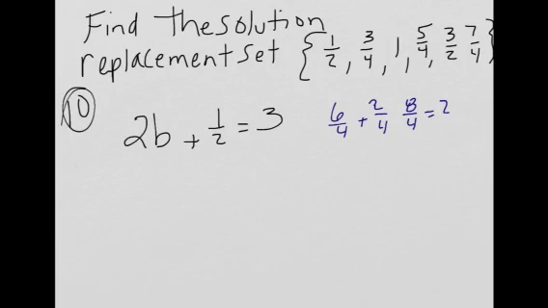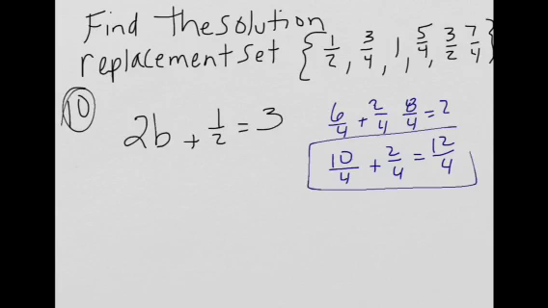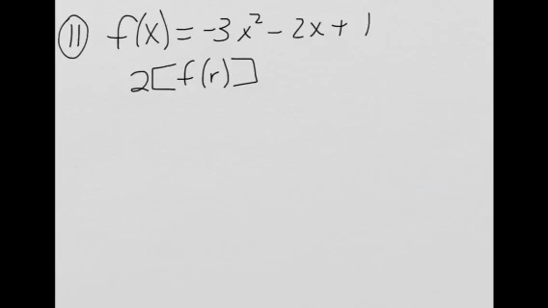5/4, so if we do 2 times 5/4 is going to give us 10/4 plus 2/4 is going to give us 12/4, which simplifies to 3. So you would show this work here, and you would do B is equal to 5/4.